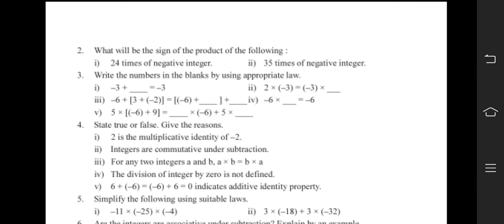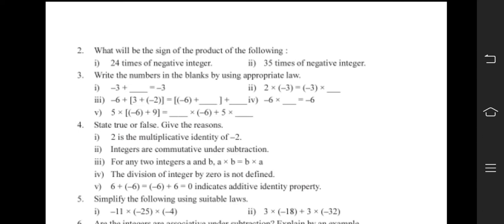Next, fourth one: -6 into dash equals -6. So which number should you multiply with -6 to get -6 again as the answer? Yes, you should multiply with 1. -6 into 1, how much? -6. So this is the multiplicative identity.